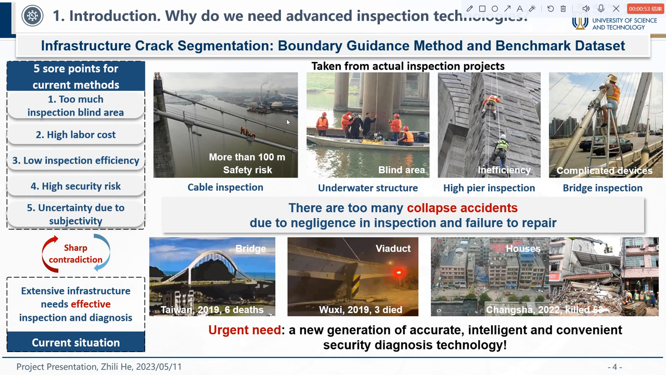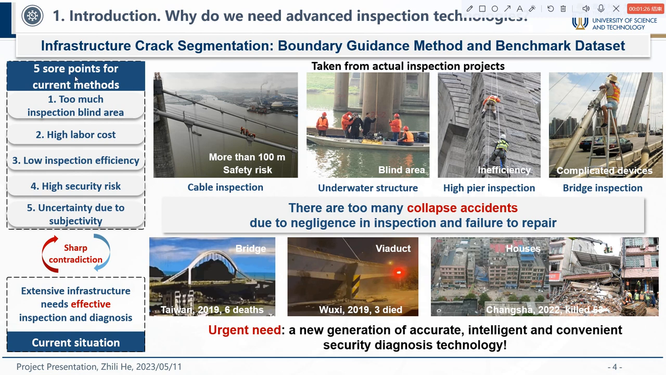Firstly, we can look at these four images taken from actual inspection projects. Figure 1 is the cable inspection, where the workers' working height is more than 100 meters, and they face high safety risk. Then there is the underwater structure, which has a large blind area, and then the high pier inspection, which is inefficient. The last one is the bridge inspection, which needs many complicated devices.